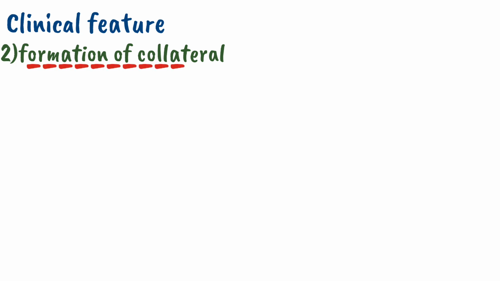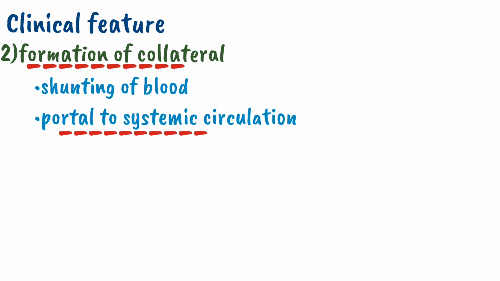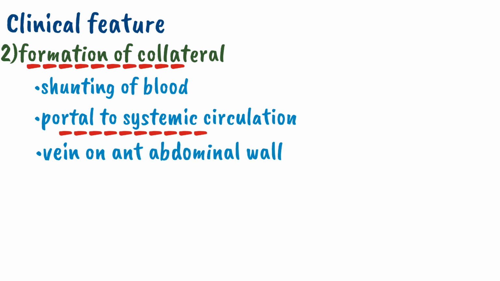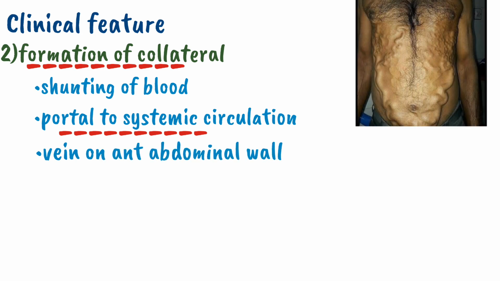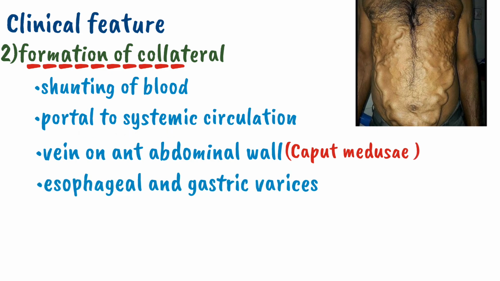Collateral vessel formation is a characteristic feature in portal hypertension, and as a result there will be a shunting of blood from the portal system to the systemic system. So there will be visible veins, or potential veins which are usually non-functional will become functional in portal hypertension. These include the veins on the anterior abdominal wall, which radiate from the umbilicus, called caput medusae. The second one is esophageal and gastric varices, meaning there will be formation of varices at the gastroesophageal junction. The third one is fetor hepaticus.